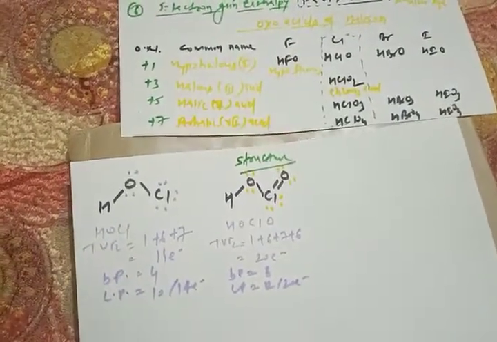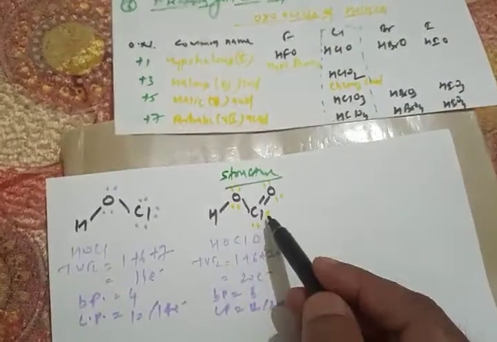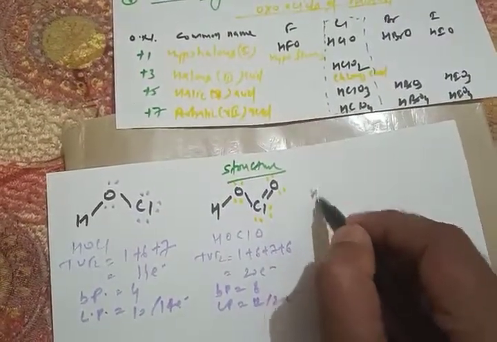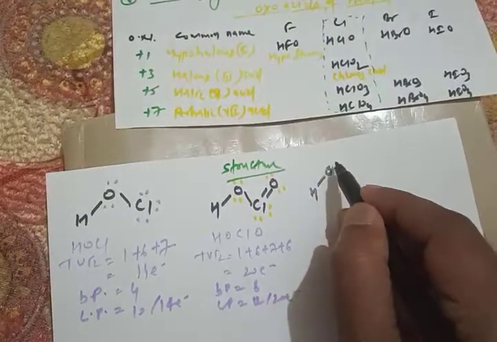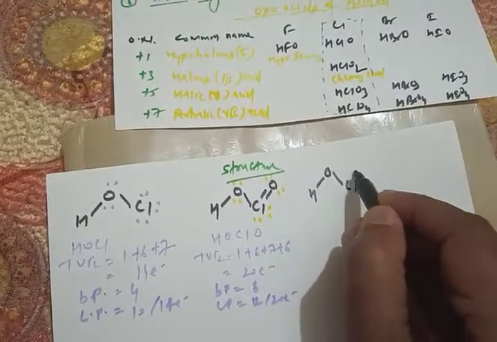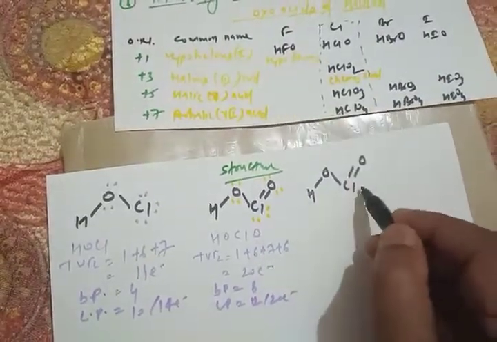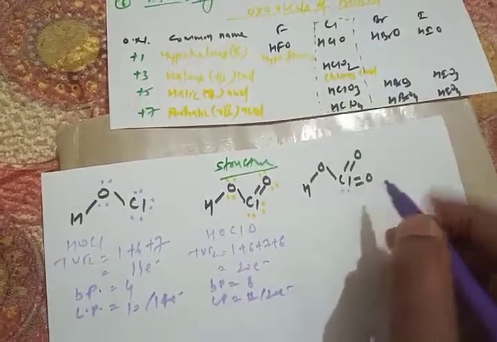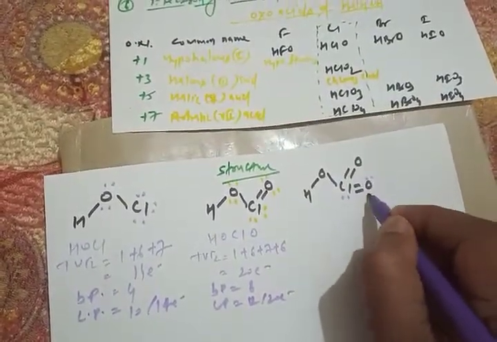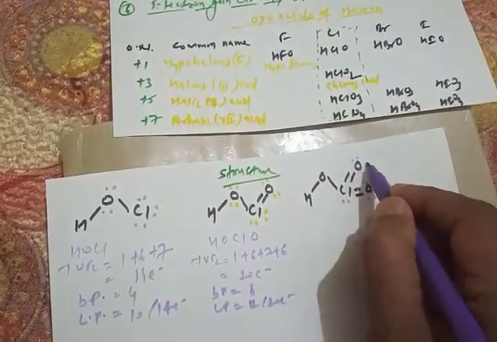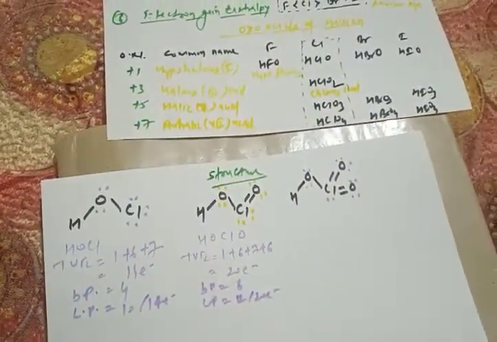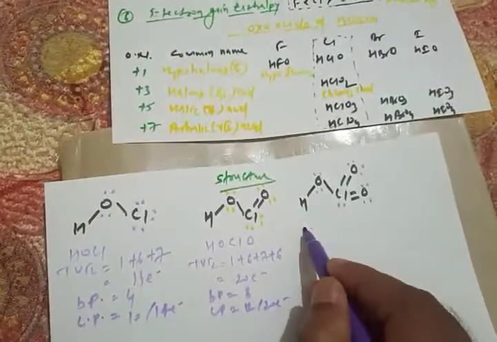Then in the third case, what will happen? Another lone pair will be oxidized, and we will get another oxygen. So here double bonded O, double bonded O. In this case, we have one lone pair left here. We will put two lone pairs here, then two lone pairs here, two lone pairs here. So this is the formula of HOClO2.